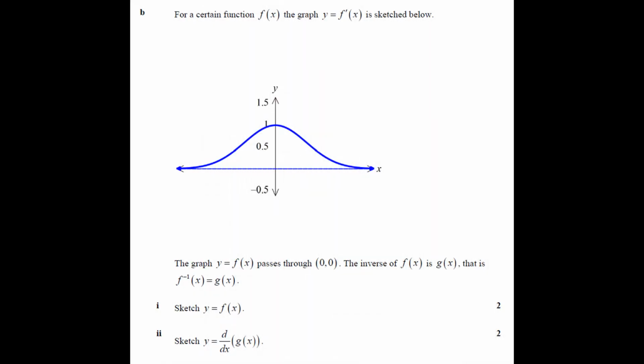Hi everyone, in this video I'm continuing to work through question 15 part B of the 2020 Extension 2 trial exam from Ascham. So it's a two-part question and I've already worked through part 1 in a prior video, so have a look at that if you haven't already. And here I'm going to focus on part 2, which says sketch y is equal to d/dx of g of x, noting that g of x is the inverse of f of x. So yeah, let's take a look.